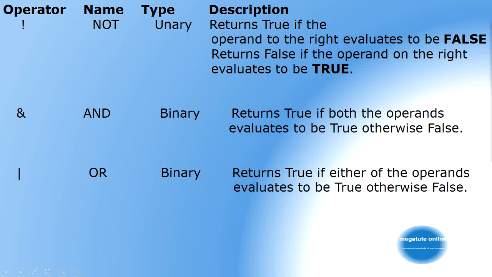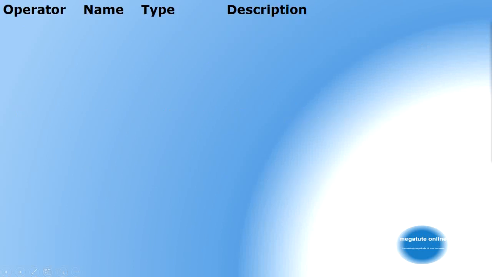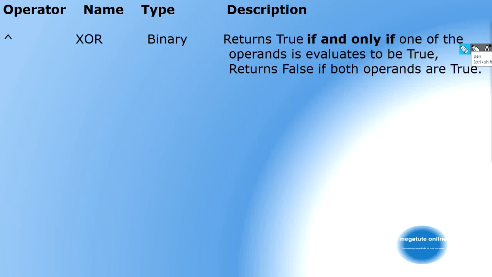Okay. Now the next in the list is the XOR operator. This XOR operator returns true if and only if one of the operands evaluates to true. So if exactly one of the operands evaluates to true, it gives you the true result. Otherwise, it gives you the false result. We rarely use this XOR operator in basic coding. In advanced coding, of course, we might come across a case where we use it.